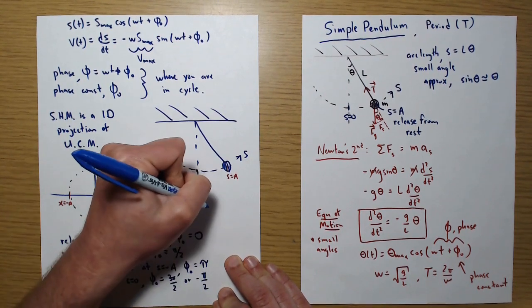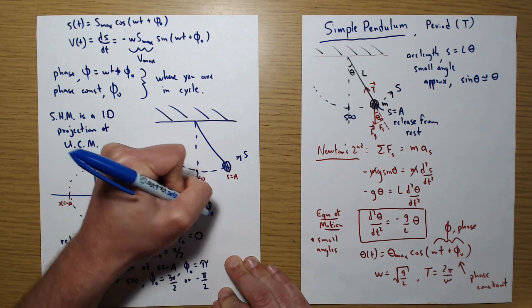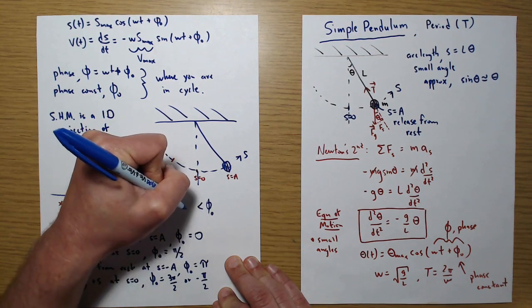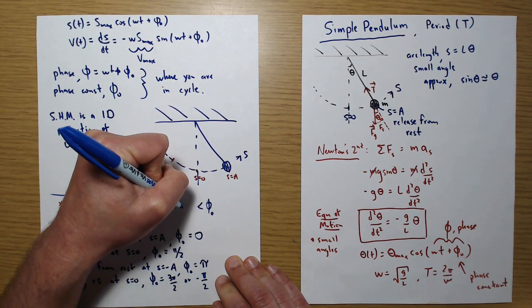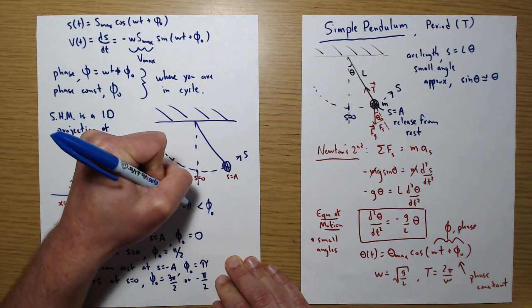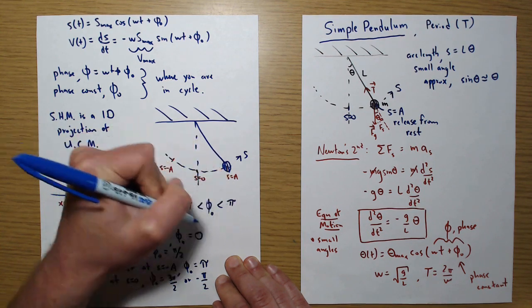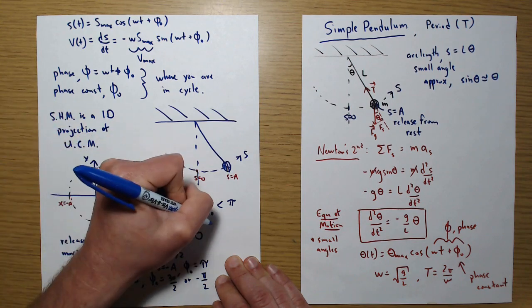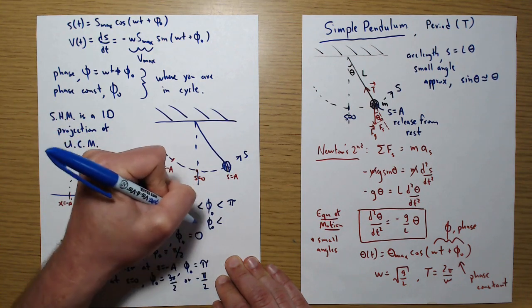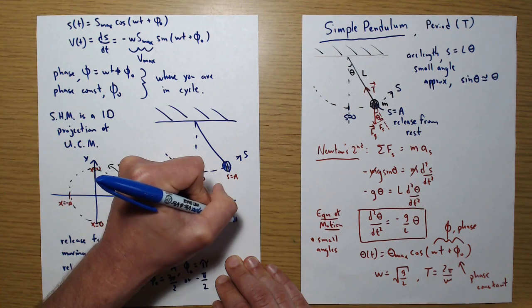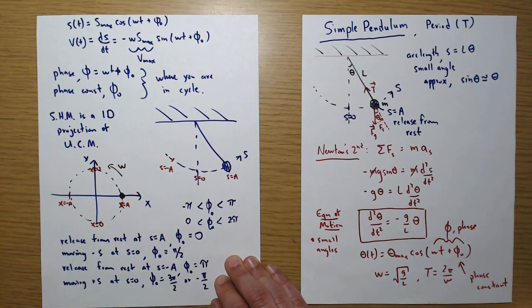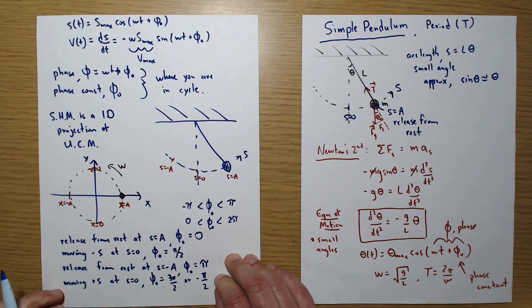Normally we like to keep our phase constant somewhere between negative pi and pi, but that's not absolutely necessary. We can also say it's between 0 and 2 pi. It's just periodic modulo 2 pi because every time you go around one time, you come back to the same point. So you can always add or subtract 2 pi to your phase constant and you'll get the same thing.